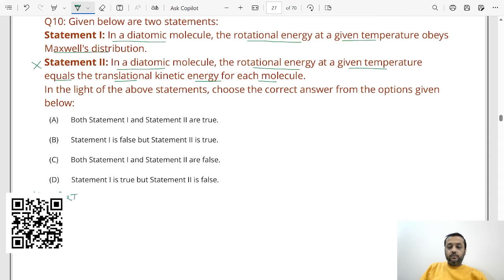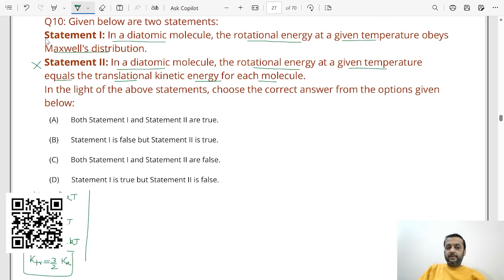For a diatomic molecule, we have two rotational degrees of freedom, which means the rotational kinetic energy will be 2 by 2 kT, which means it will be kT. And the translational kinetic energy will be 3 by 2 kT, because every diatomic molecule has three translational degrees of freedom. Hence statement 2 is wrong, because they are not equal. One more important piece of information is that the translational kinetic energy for a diatomic molecule is 3 by 2 times the rotational kinetic energy.